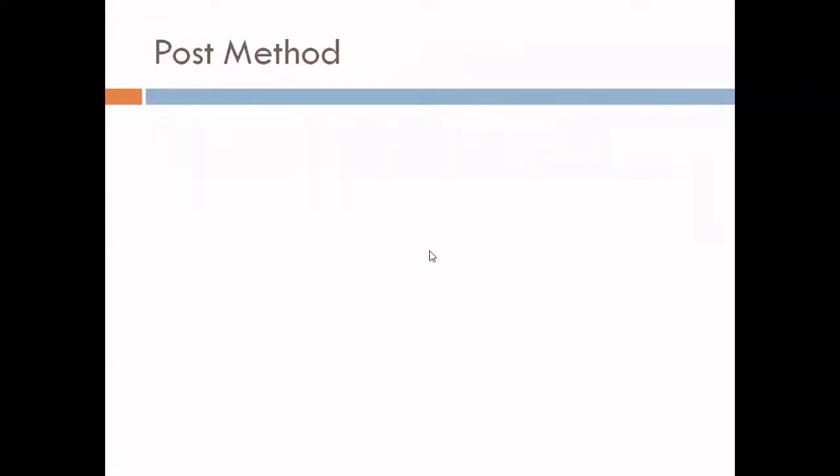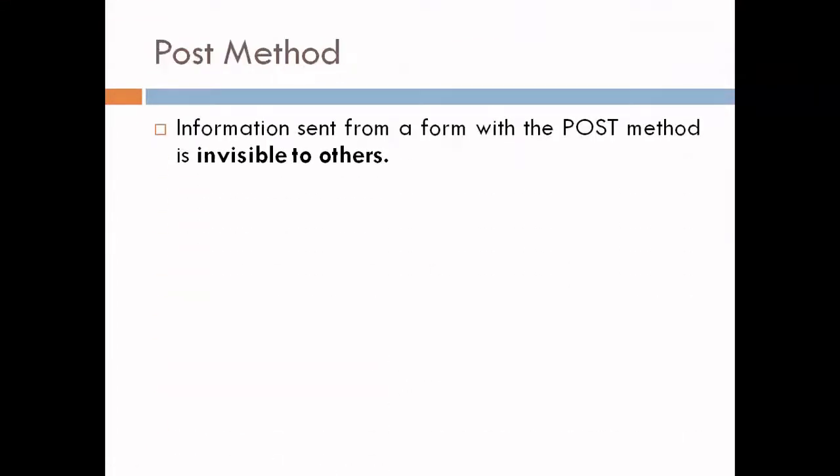Now, the post method. Information sent from a form with the post method is invisible to others. While sending data through the get method, it is visible to everyone through the URL. But whenever we are using the post method, the data is invisible to others. It means it is not visible in the URL like with the get method.